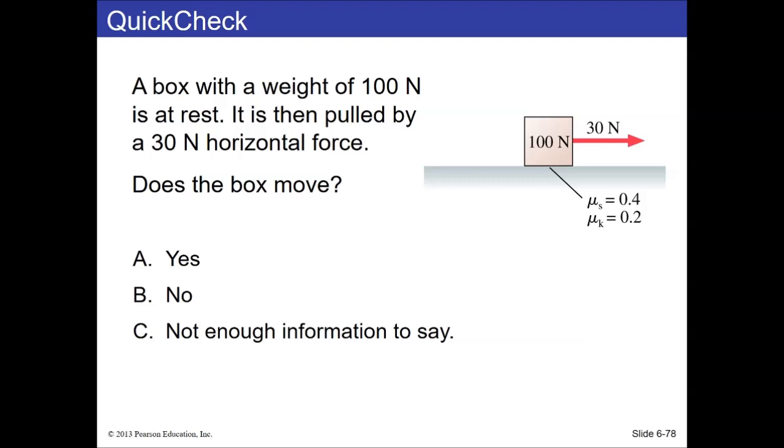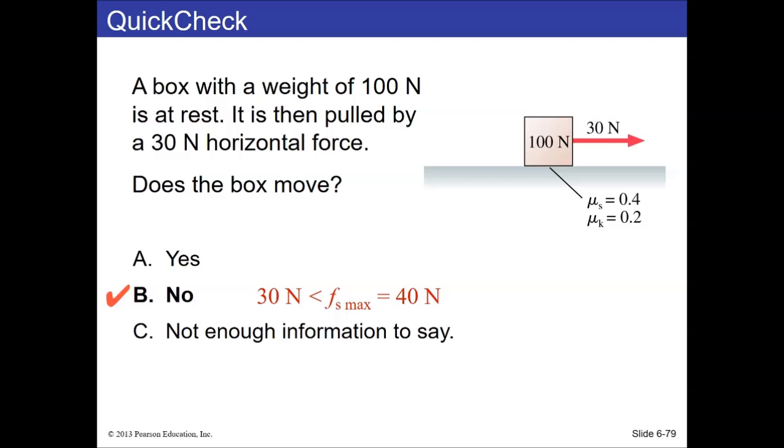How do you determine that? Well, you have to determine if 30 newtons is above the max static friction, right? And so the way we figure that out is we take the coefficient of static friction, which is in this case 0.4. We multiply it by our normal force. Now, normal force here would be equal to gravity, so it's 100 newton weight. So 0.4 times 100 is 40 newtons. You need 40 newtons to push this box. Oh, I guess you need to answer. Okay, so the answer to the question is no.